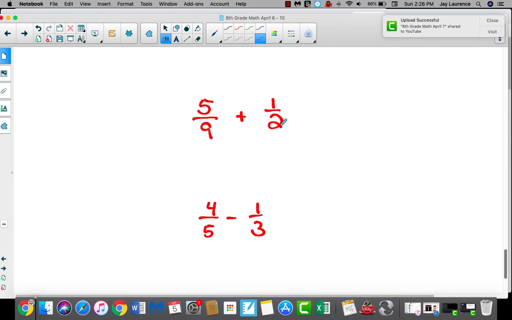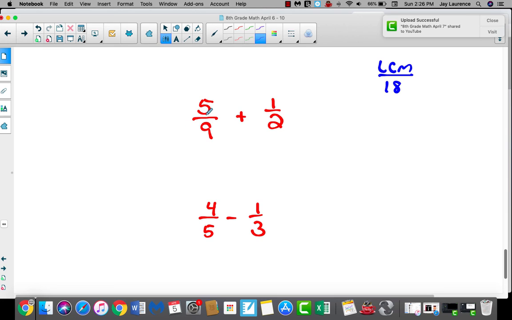These are ninths and these are halves. You can't combine the unlike terms. However, since there are no variables, you can change the denominators so that they match. You need the least common multiple of 2 and 9, the smallest number they both go into evenly. Well, that would be 18.